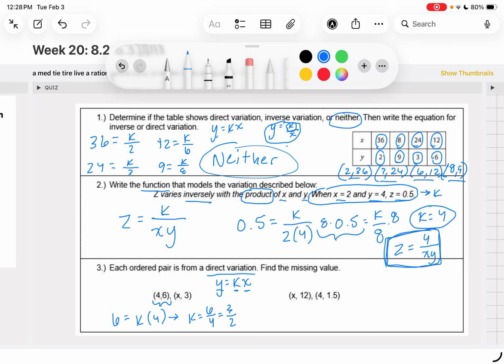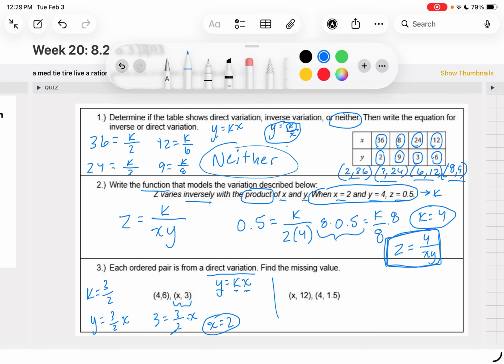Let me go back and erase that, just so I have enough room. So we just found that k is 3 over 2. That means for that second set of points, I can use that formula y equals 3 over 2 x to find my x value. So I know y is 3, and I know k is 3 over 2. So I can see right here, if x is 2, I'll have a 2 on the top, 2 on the bottom, and those will cancel out and leave me with a 3. So x would be 2.